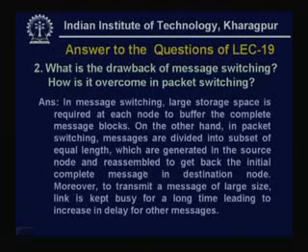Then the second question was what is the drawback of message switching, and how it is overcome in packet switching. In message switching, large storage space is required at each node to buffer complete message blocks. On the other hand, in packet switching, messages are divided into subsets of equal length, which are generated in the source node and reassembled to get back the initial complete message in the destination node. Moreover, to transmit a message of large size, the link is kept busy for a long time, leading to an increase in delay for other messages. As we have discussed in the last lecture, message switching has a number of drawbacks.